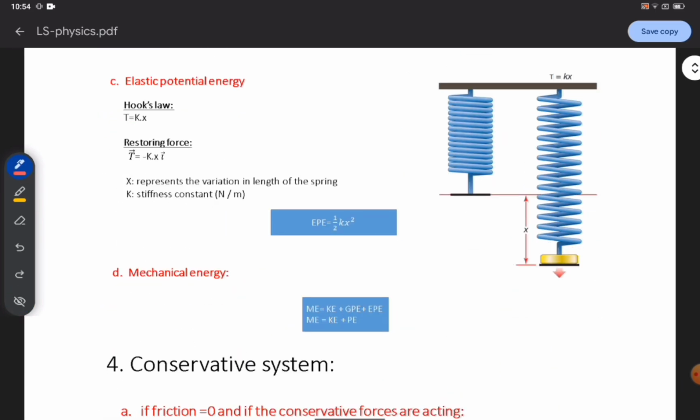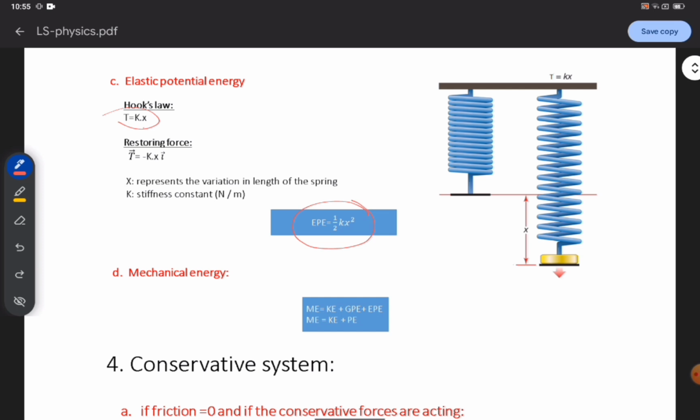Elastic potential energy. Hooke's law: T equals k times x, and the restoring force T equals minus kx i. It's opposite to the displacement of the spring. And the elastic potential energy EPE equals half k x squared.